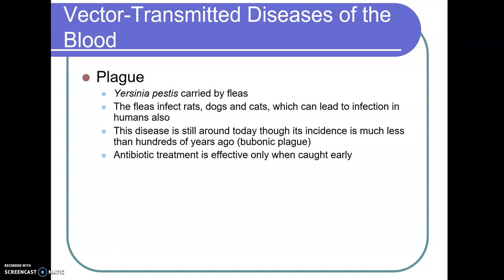So what would happen is, the fleas would get on the rats and the dogs and the cats, and then the fleas would go from the animals to the people, and that's how the plague got spread. There are different types of the plague. So the Black Plague from the Middle Ages that wiped out like half the population. That was also called the bubonic plague. Again, you can read more about it in the book.